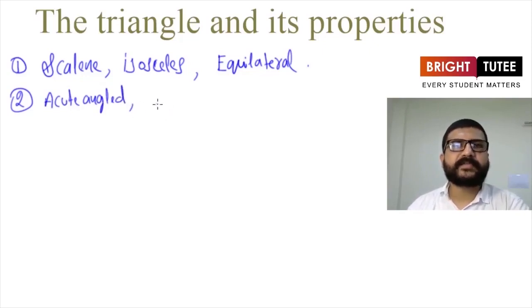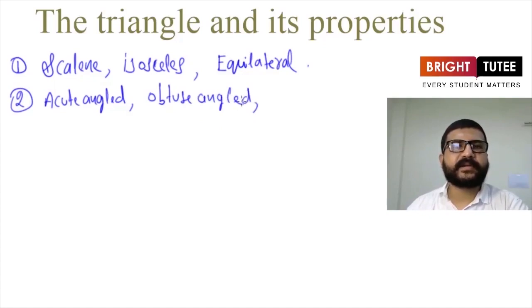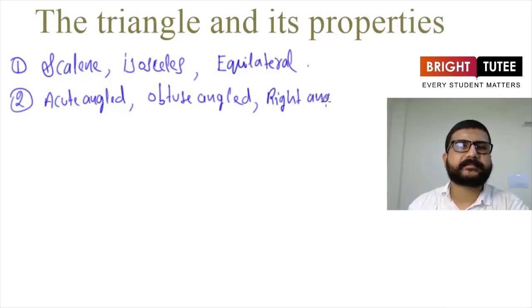And if any one of the angle is obtuse angle, then it is obtuse angled triangle. And there can be at most one obtuse angle in a triangle. And the third one is if one of the angle is right angle, then it is right angled triangle. And we can have at most one right angle in a triangle.